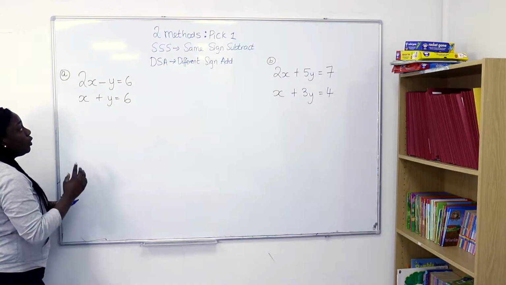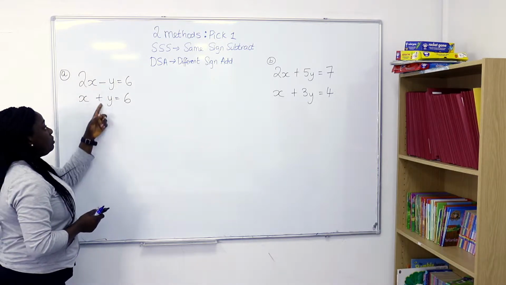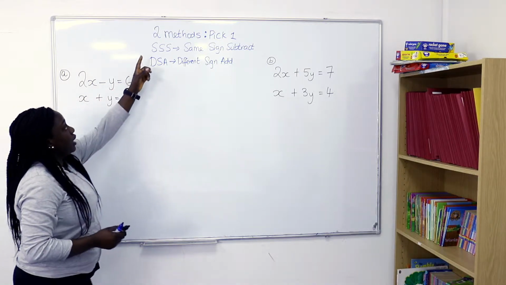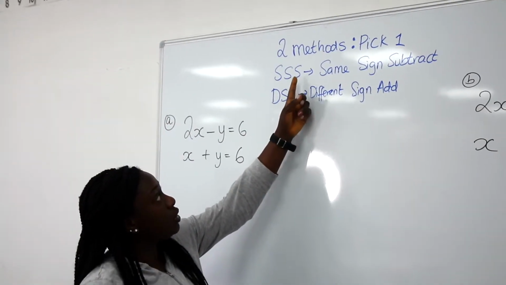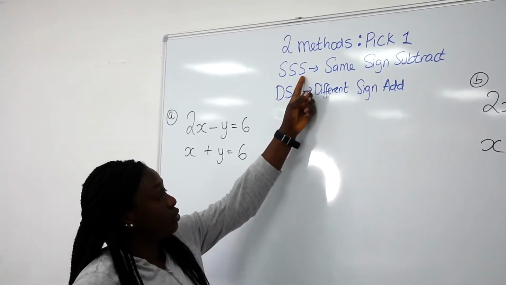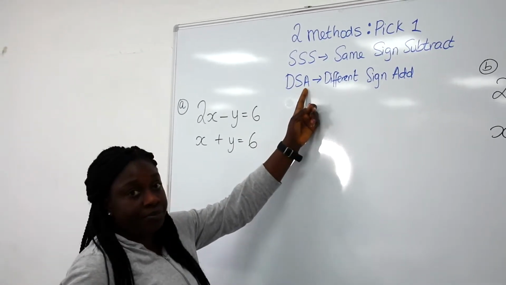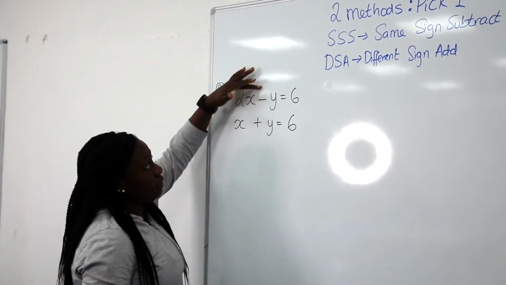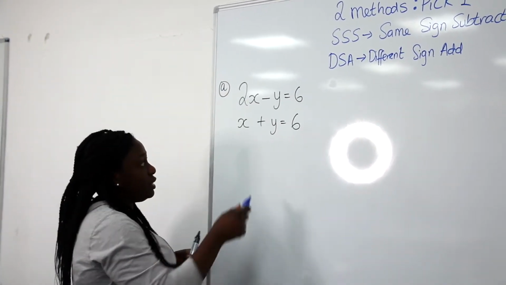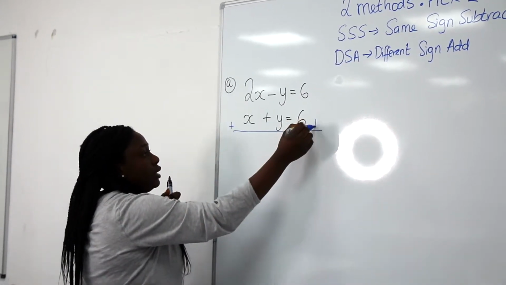Yes. Now focus on the signs they have in front of them. If they have the same sign, and here's where we have the methods in, if they have the same sign, we subtract. So we use the SSS rule. But if they have different signs, we add. Okay, so these ones have different signs, and because they have different signs, we draw a line down and we get to add.